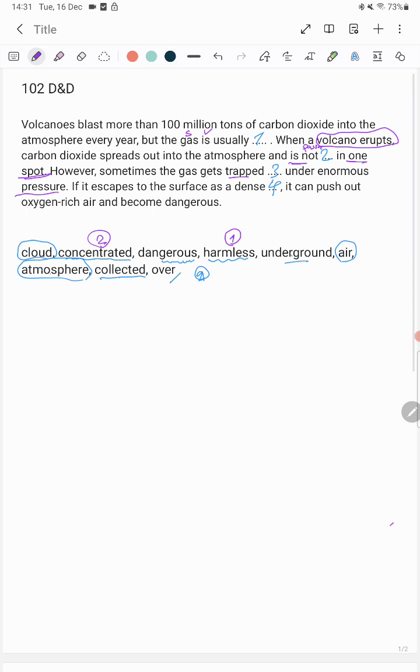Be careful about what comes after and before the blank. It's very important. The tip is to look before or sometimes after the blank. Here, underground is a better fit, and a dense. A dense surface, air, and cloud. It's the last blank. It can push oxygen rich air and become dangerous.